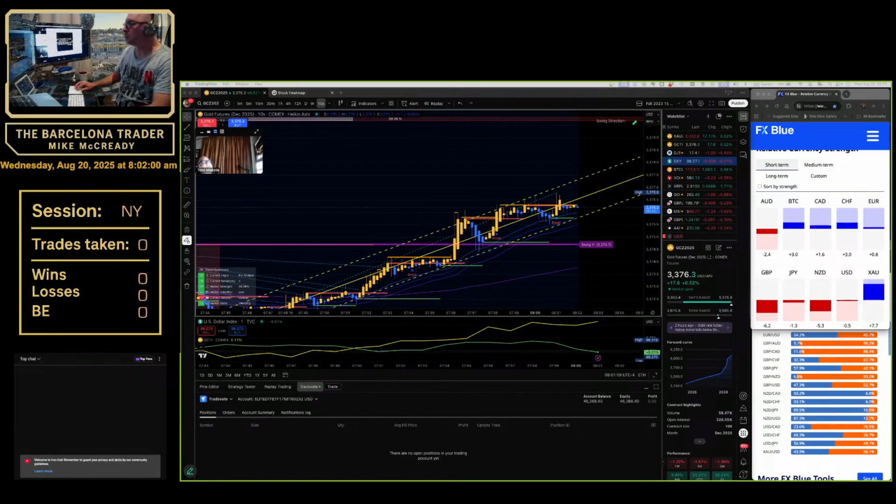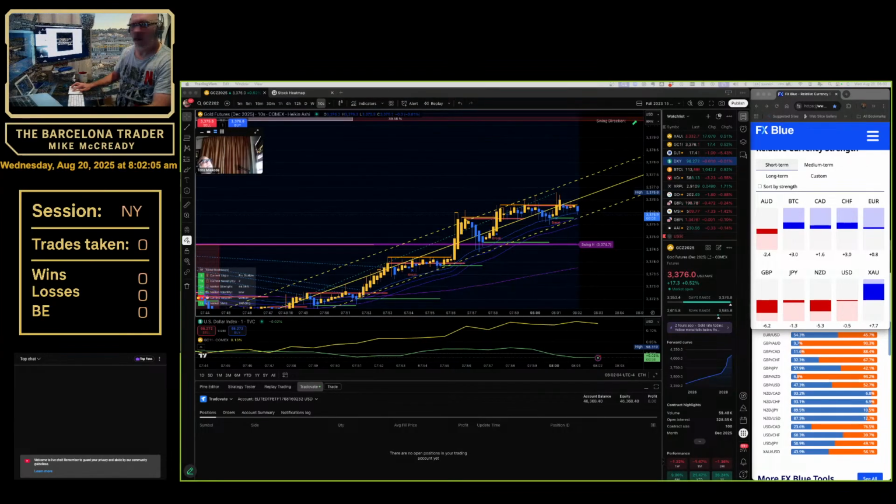Yeah, that one nice little size candle that got pushed down a little bit. Other than that, it was fake. It's not really pushing up. Not yet, anyway.